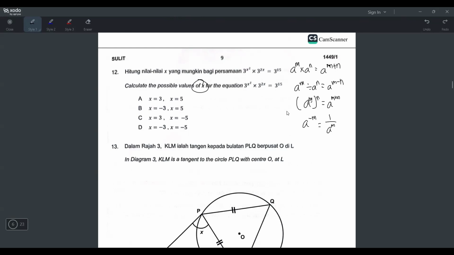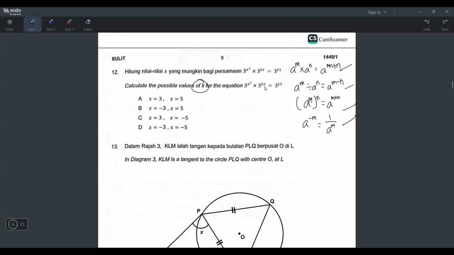Okay, another thing is like, if I give you anything power 0 is equals to 1 lah. Okay, anything power 0 is 1. But I think this is not that important. I think the four main one yang you kena tahu is this, right? Okay, let's do this question now.